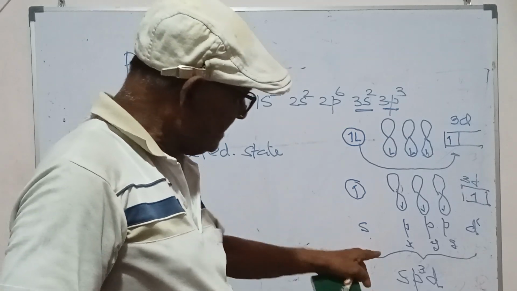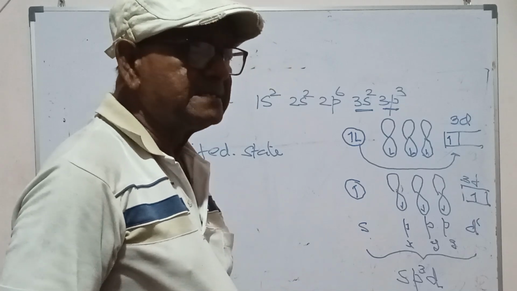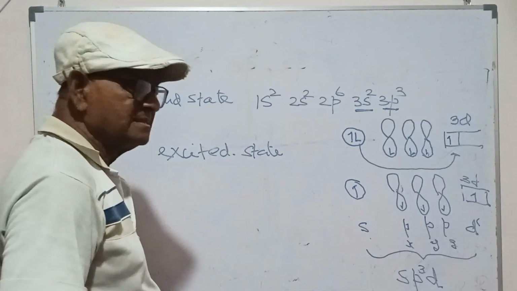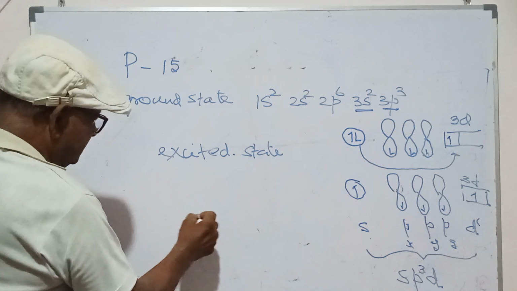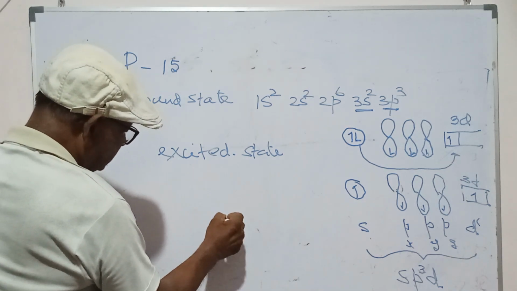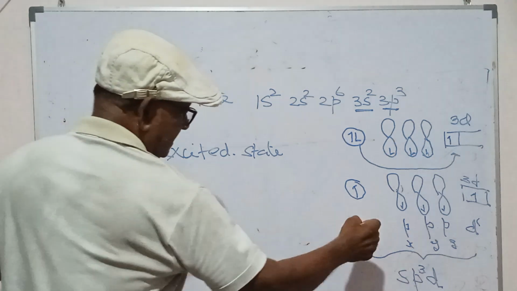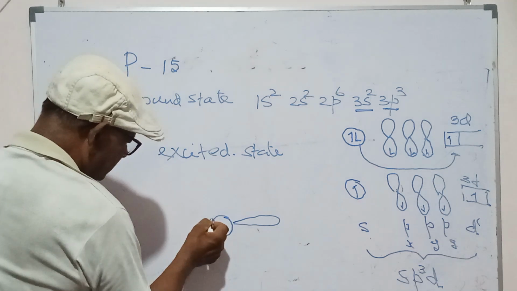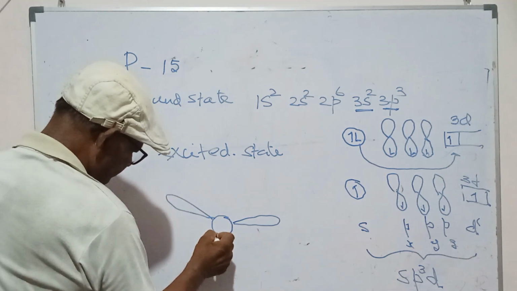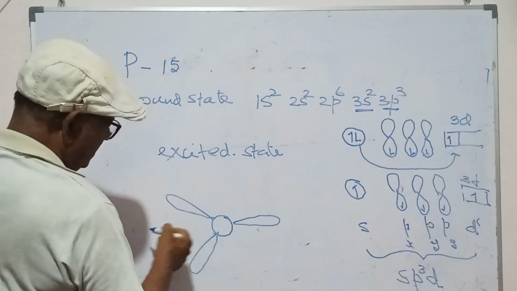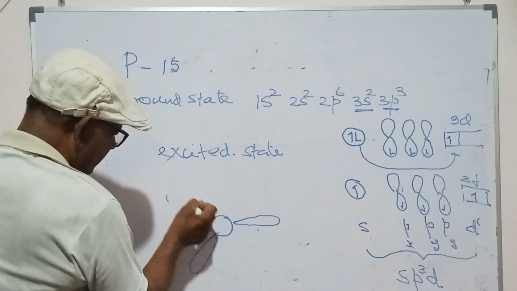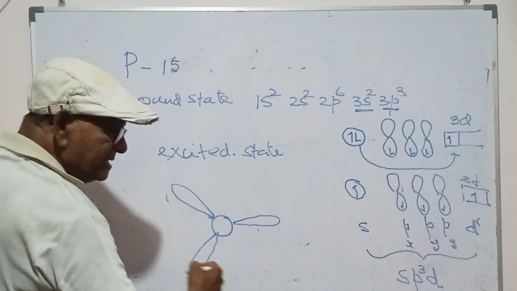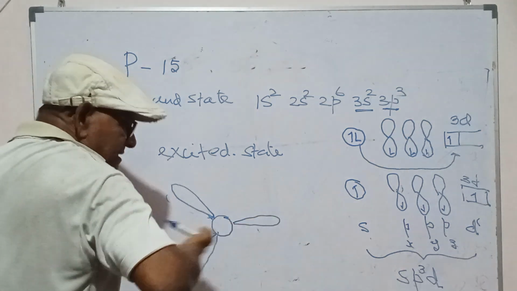Right? Then, after the hybridization, how do they arrange around the nucleus of phosphorus? If this is the nucleus of phosphorus, 3 orbitals are arranged like this. Do you remember sp2 hybridization of carbon atom? They are arranged in the same plane, right? Same plane.